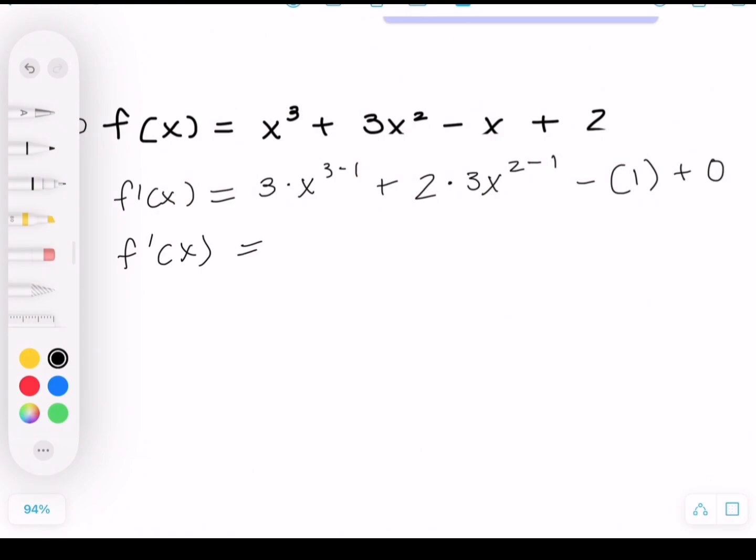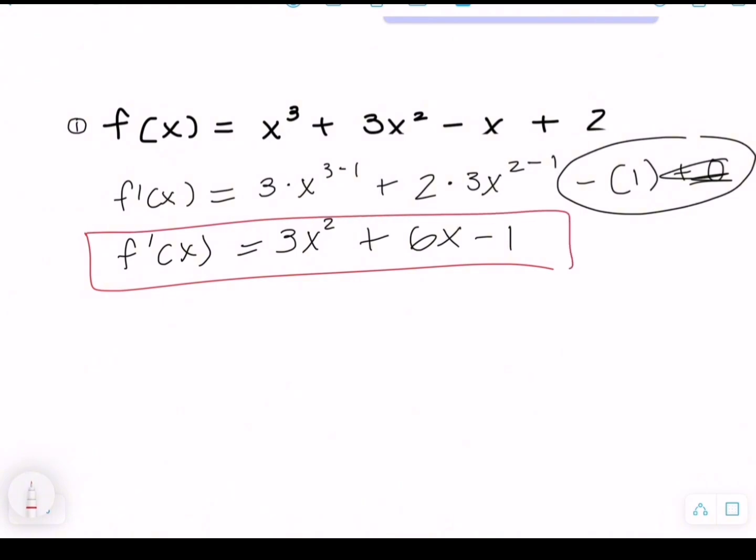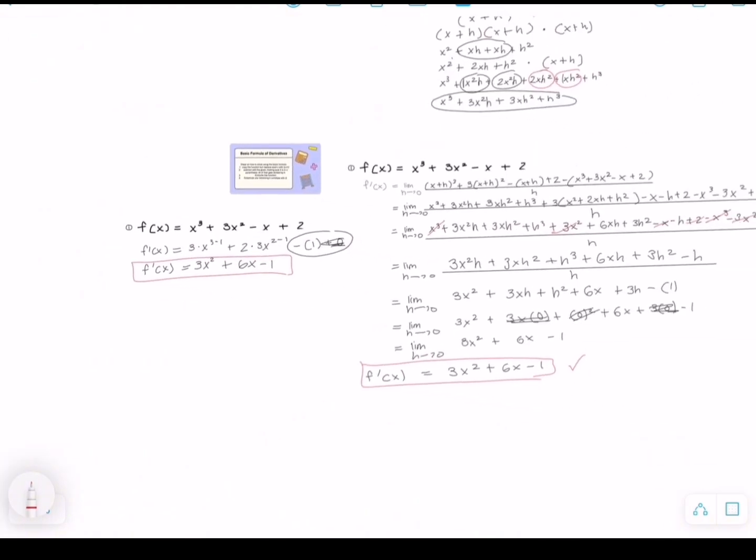You will get 3 times x, we will get 3x. 3 minus 1, you will get 2. Then here we have 2 times 3x, you will get 6x. Then here we get copy 1, then of course you don't have to put 0. So as you can see, it's way shorter and less time consuming than the previous process.